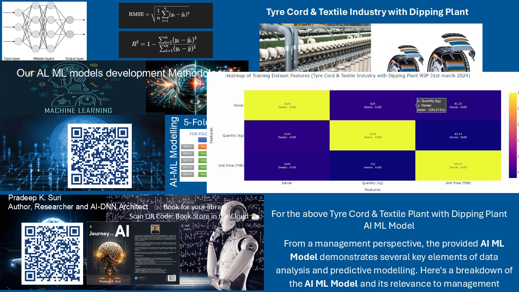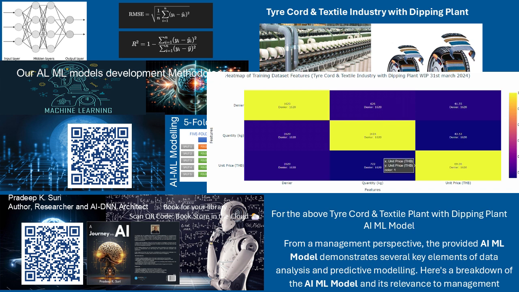Values: the color intensity represents the correlation coefficient between features. Brighter colors indicate stronger positive or negative correlations. Denier is a unit of linear density that characterizes the fineness of fibers. It seems there are three different denier values in the data set: 1620, 626, and 1616. Quantity, kg, represents the weight of the material. Unit price, THB, is the price per unit of the material in Thai baht.